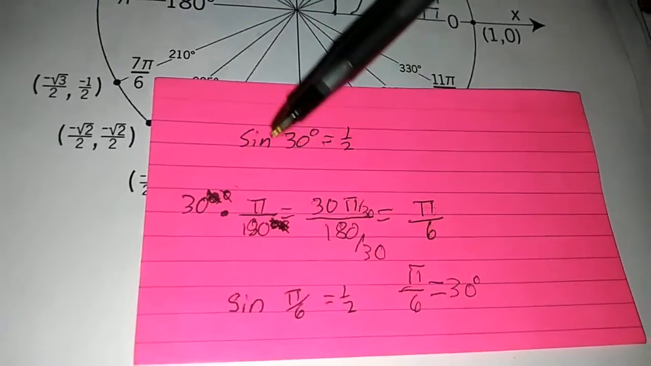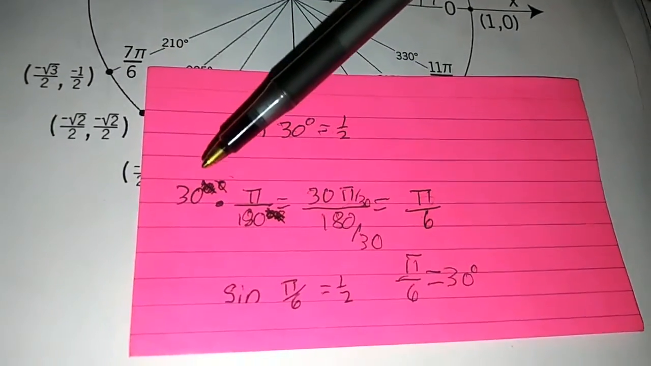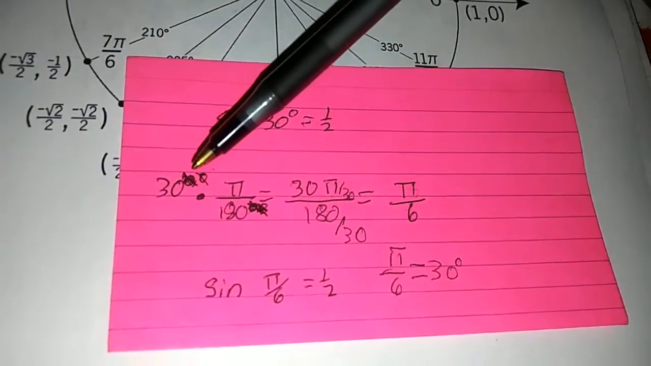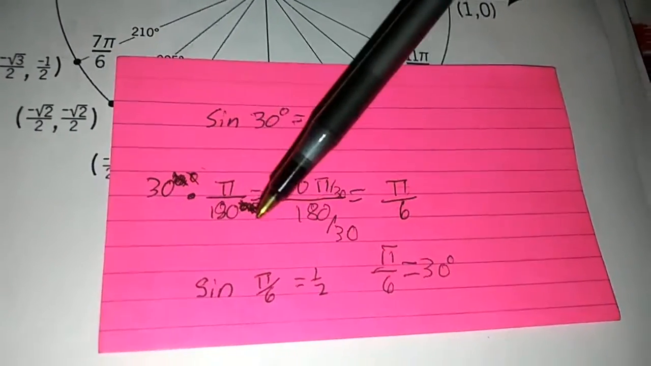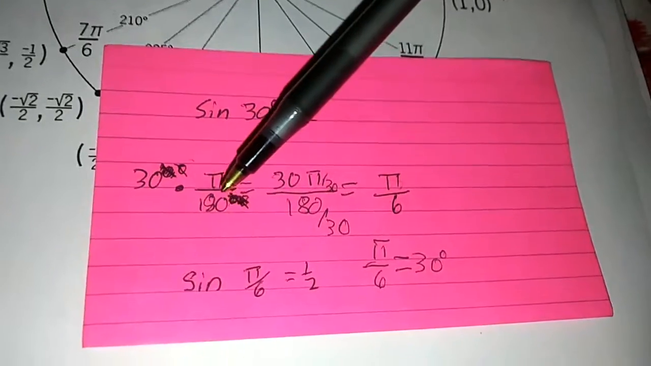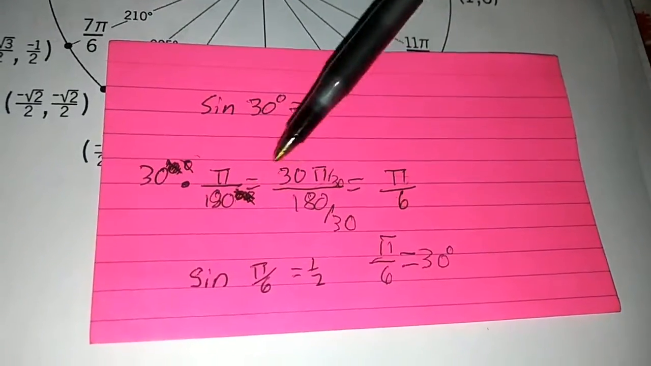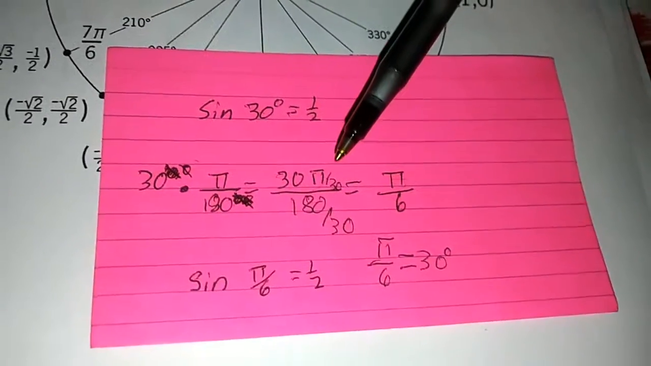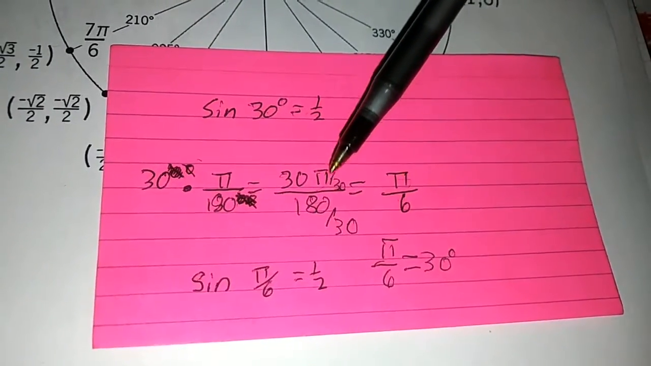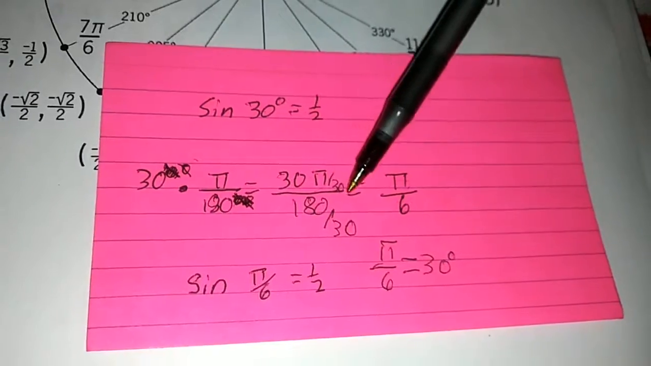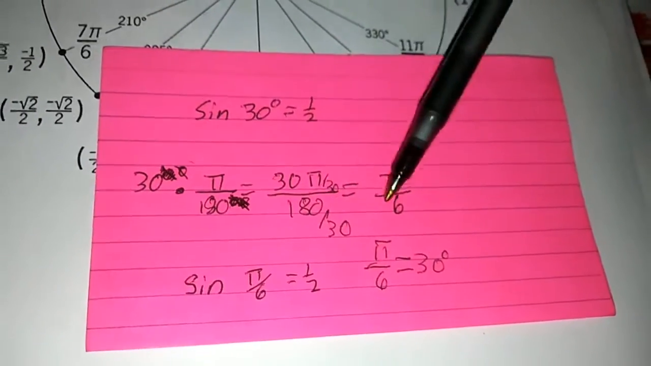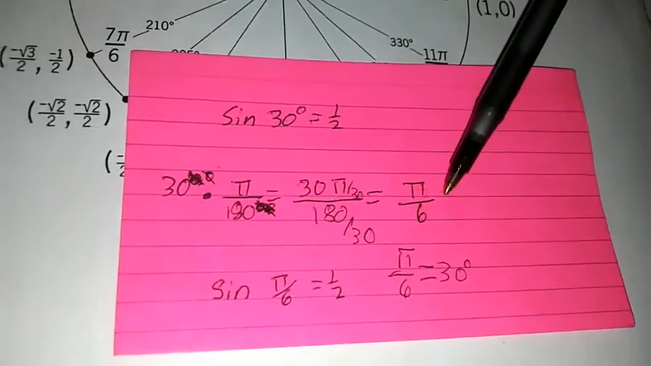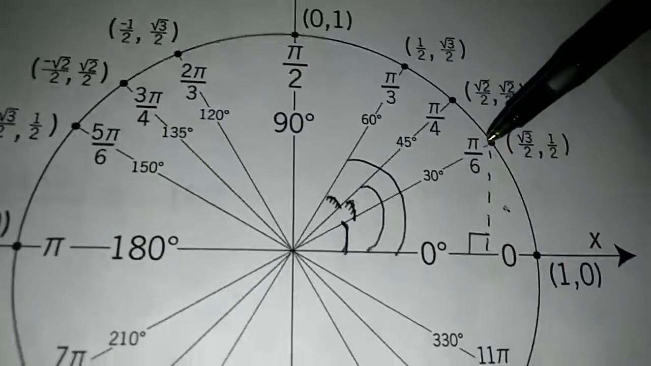You can check that on your calculator, to see if that's right. If you want to check it in radians, you would have to multiply 30 degrees by its conversion factor, pi over 180, cross out the degrees, and then you get 30 pi over 180. You can simplify this by dividing everything by 30. So 30 pi divided by 30 would be pi, and 180 divided by 30 would be 6. Then you get pi over 6 as the radians, which is shown right here.